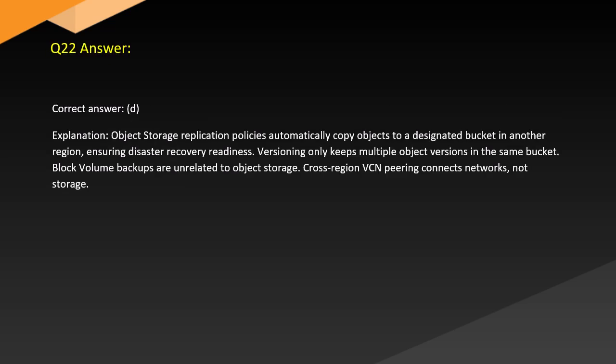Answer. Correct answer: D. Explanation. Object storage replication policies automatically copy objects to a designated bucket in another region, ensuring disaster recovery readiness. Versioning only keeps multiple object versions in the same bucket. Block volume backups are unrelated to object storage. Cross-region VCN peering connects networks, not storage.